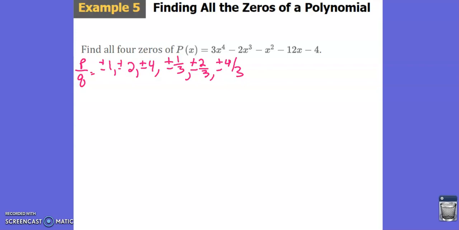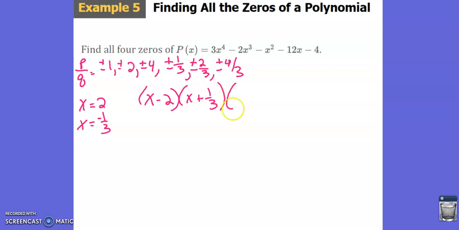And you go through the synthetic division, guessing which number it is and finding the zeros, and you're going to end up getting x equals 2 as a zero and x equals negative 1/3 as a zero. Which means, as far as the factors, x minus 2 is a factor and x plus 1/3 is a factor. And again, using synthetic division, you'll find that what is remaining is x squared plus x plus 2.